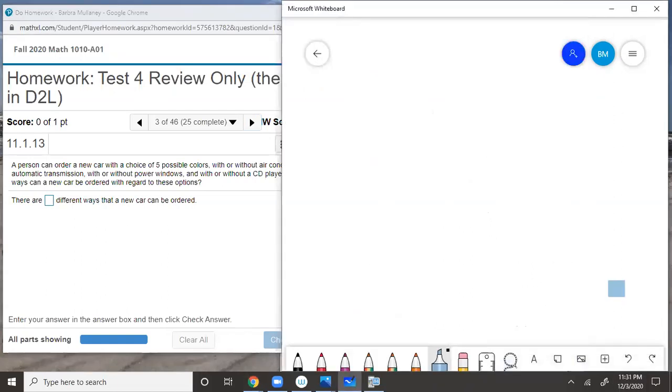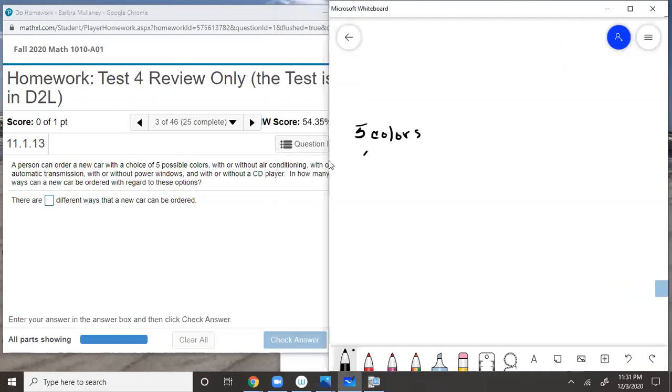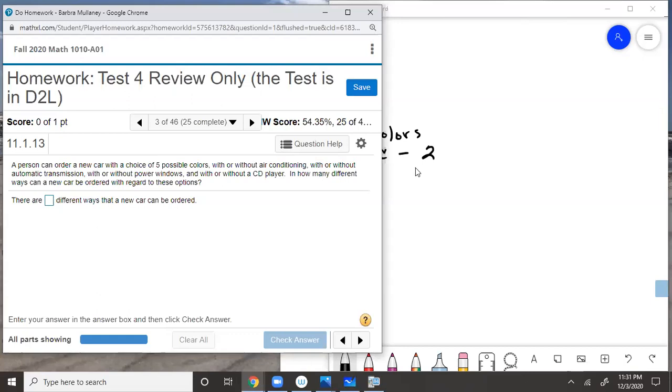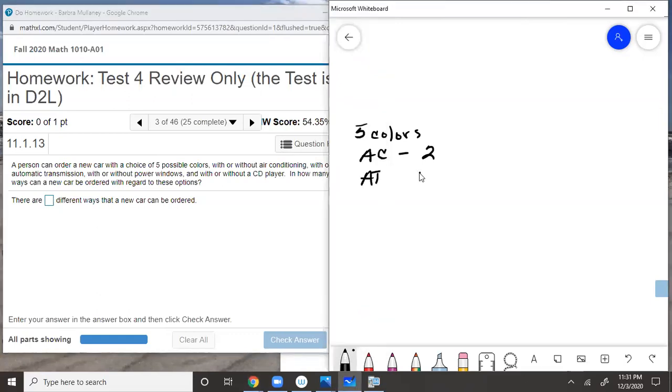I'm going to go to my screen here. All right, so we have 5 different colors, and then we have a choice of AC or no AC. So AC, there are 2 choices there, on or off, or with or without. And then we have automatic transmission, I'll call that AT. So we have 2 choices there. With or without power windows, we have 2 choices. With or without a CD player, we have 2 choices there.